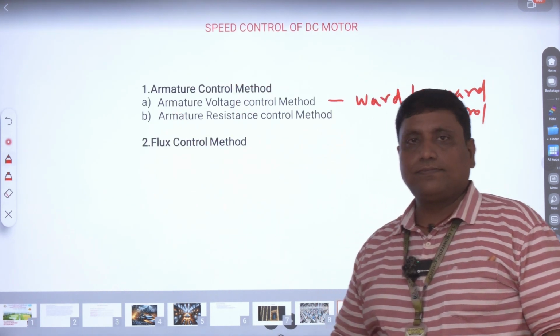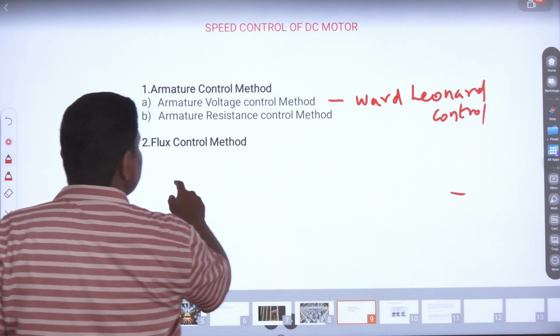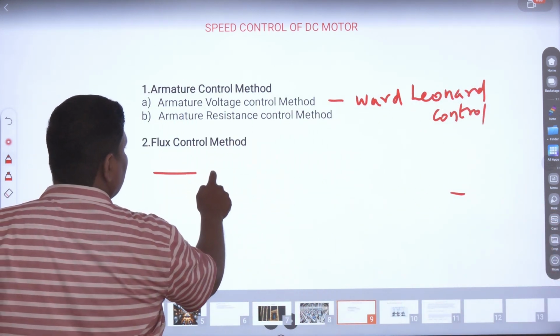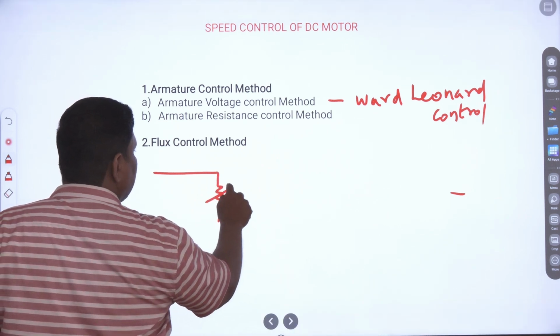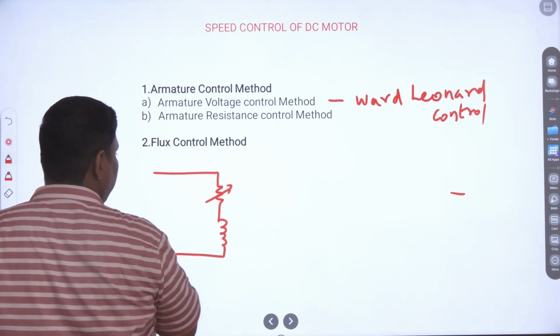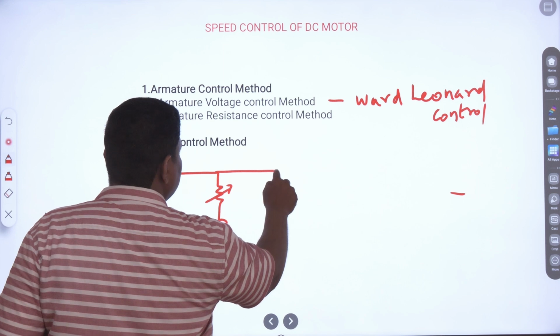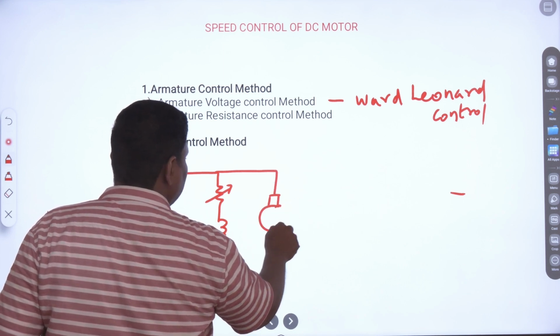The next one is flux control method. In flux control method, we add the external resistance in series with the field winding.